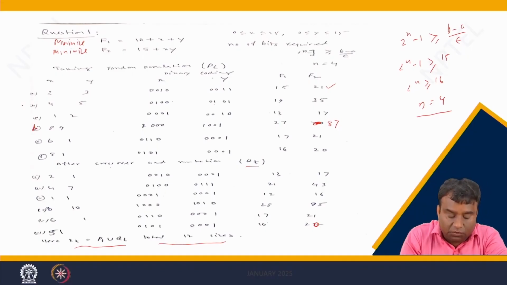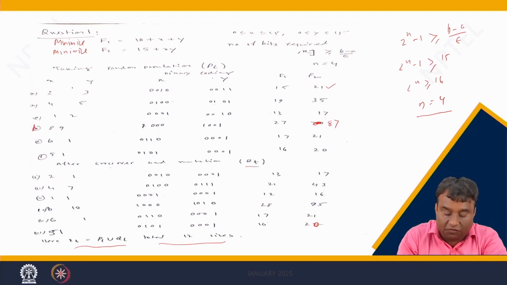So here we assume the names of the solutions are a, b, c, d, e, f. So for a, x is 2, y is 3; for b, x is 4, y is 5; for c, x is 1, y is 2; for d, x is 8, y is 9; for e, x is 6, y is 1; for f, x is 5, y is 1.